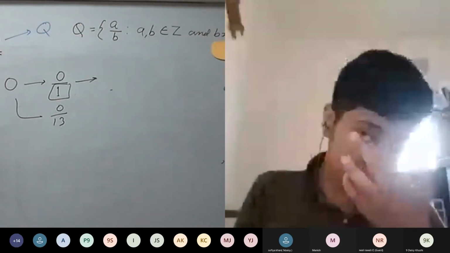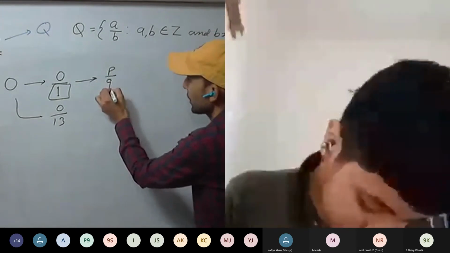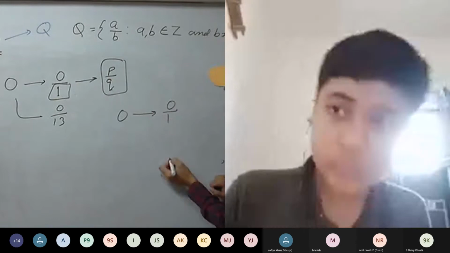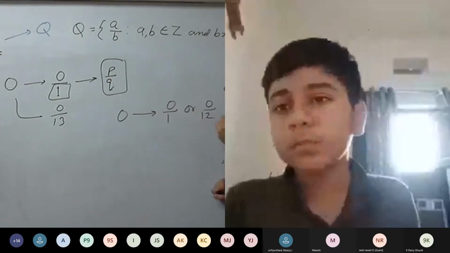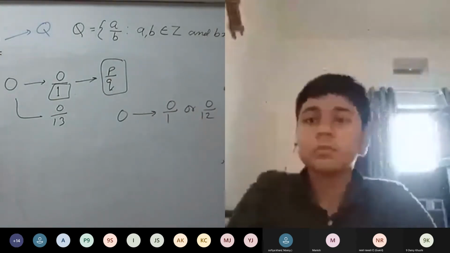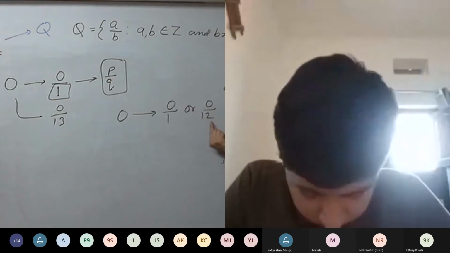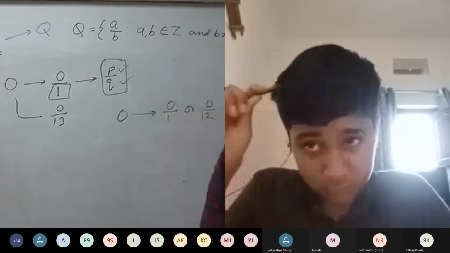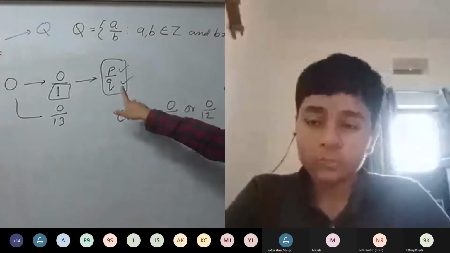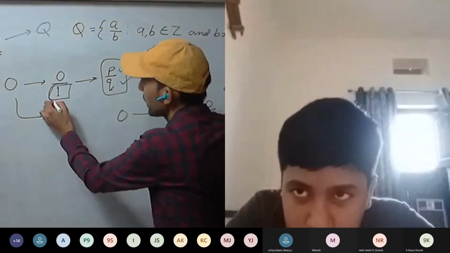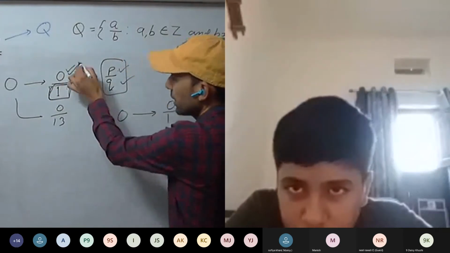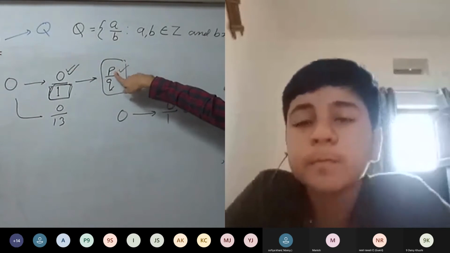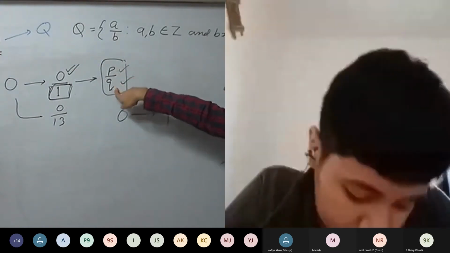Yes, it can be written in the form of p by q. So 0 can be written as 0 by 1 or 0 by 12 or 0 by 13. Anything we can write, only the denominator is not equal to 0. So it can be written in the form of p by q, where p and q are integers and q is not equal to 0. The numerator can be 0, but the denominator should never be equal to 0.